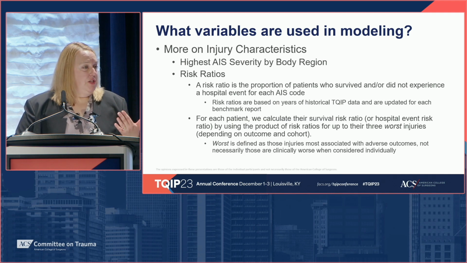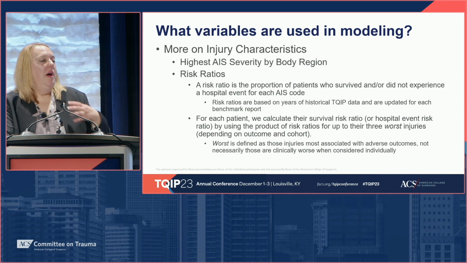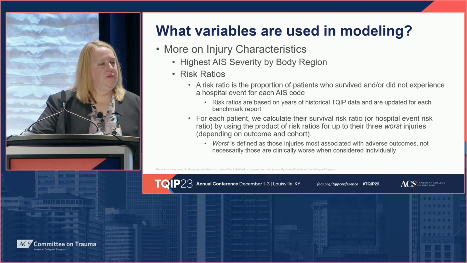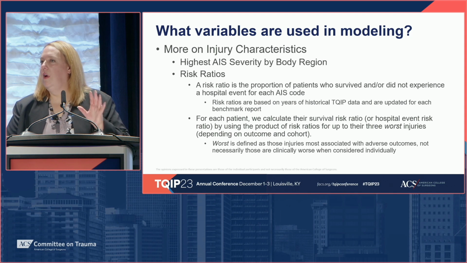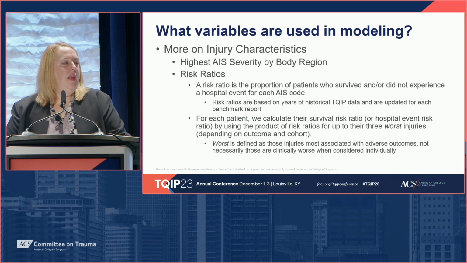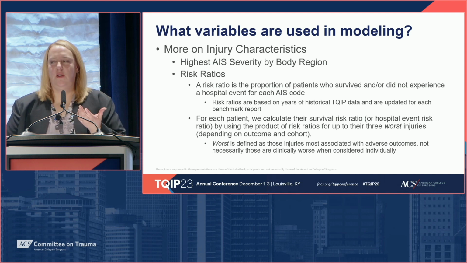Then for each patient, we calculate their survival risk ratio or their hospital event risk ratio, depending on outcome, by using the product of the risk ratios for up to their 3 worst injuries. Depending on outcome or cohort, we do use 2 sometimes. And I want to emphasize here that when we say worst, that's defined as those injuries that are most associated with those adverse outcomes, not necessarily those that are clinically worst when considered individually.